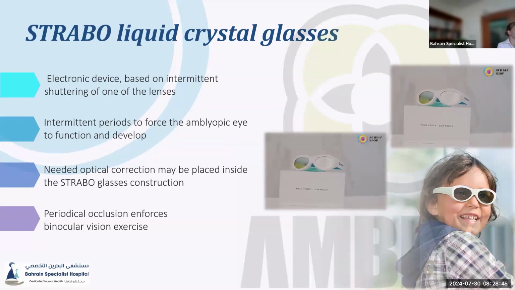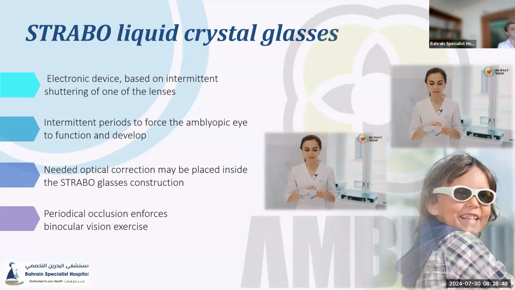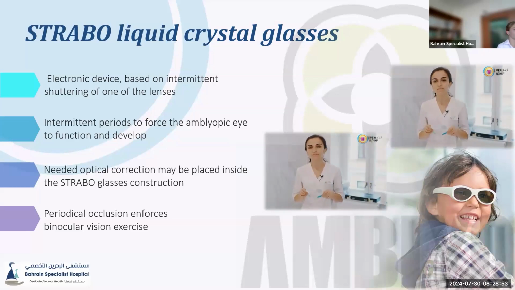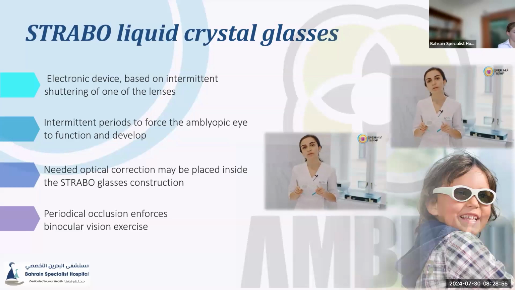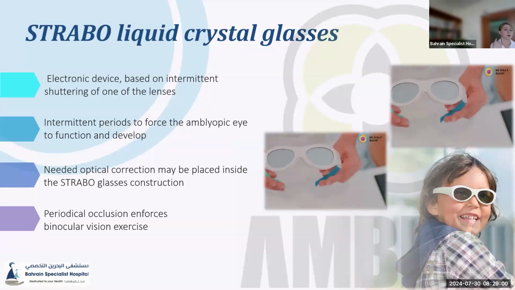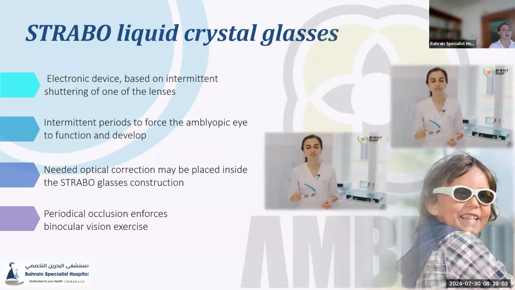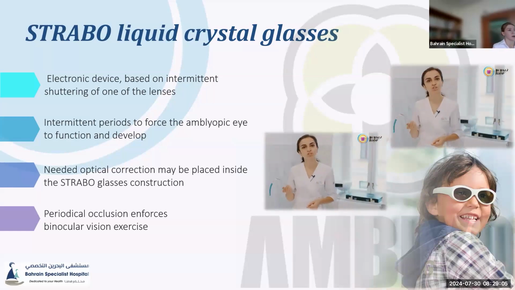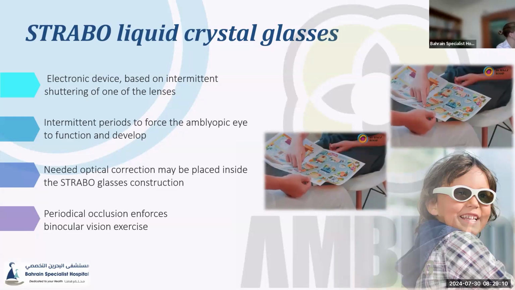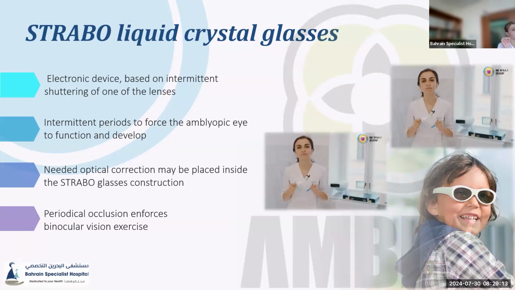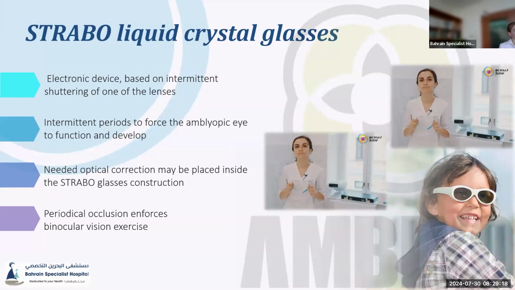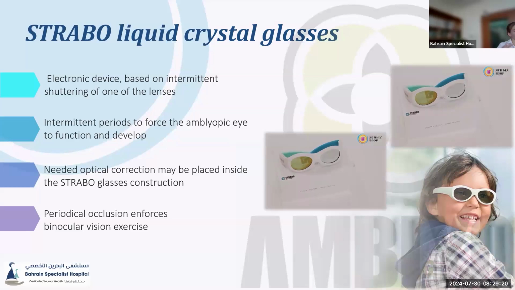So after the occlusion, after performing amblyopia treatment, you will need another treatment to restore binocular functions. These intermittent periods force the amblyopic eye to function and develop high visual acuity. If needed, the optical correction, the prescription of glasses, may be implemented inside these Strabo glasses from the inner side.